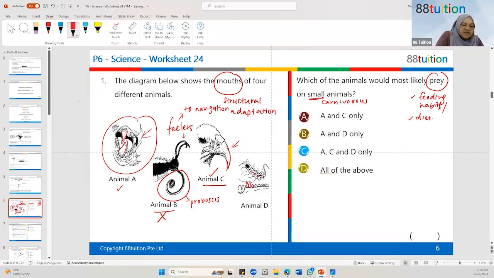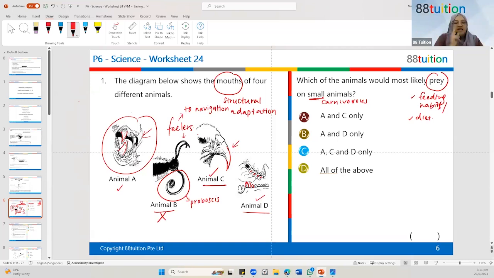Okay, so this one, animal D, is very unique. Animal D's teeth are actually very similar to ours, because if you ever open your mouth to brush your teeth, you observe your set of teeth, and there's a mix of the sharper ones and the flatter ones, right? Our fangs, and the molars at the back, which are flatter. So animal D's diet is probably a mix of both plants and animals.